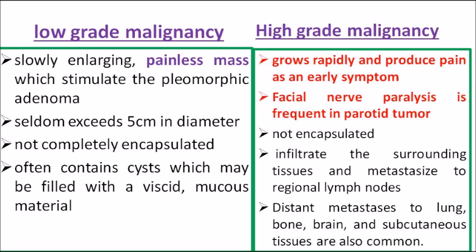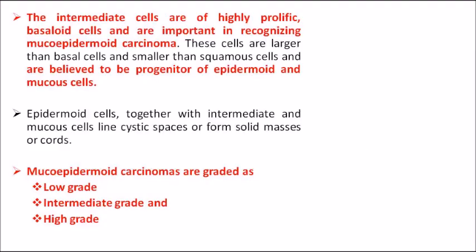Understood? Clear? So that is the difference between a low grade and a high grade. Important point only I am discussing here. High grade means there will be facial nerve paralysis. Note down that point. Now looking into the histology, mucoepidermoid carcinoma consists of three types of cells: the mucous cells, intermediate cells, and the epidermoid cells. Based upon that, they are again divided into low grade, intermediate grade, and high grade.